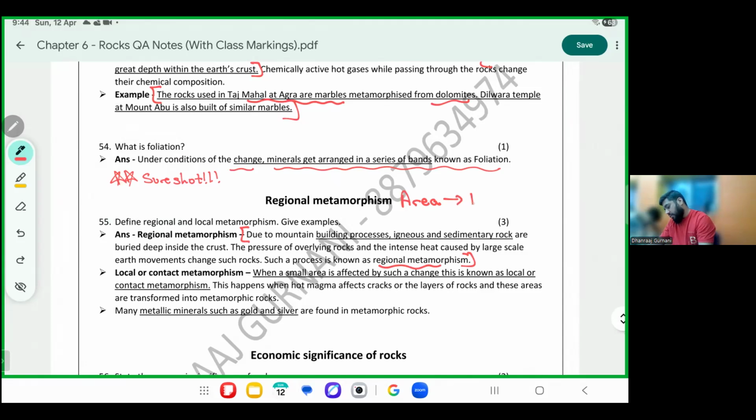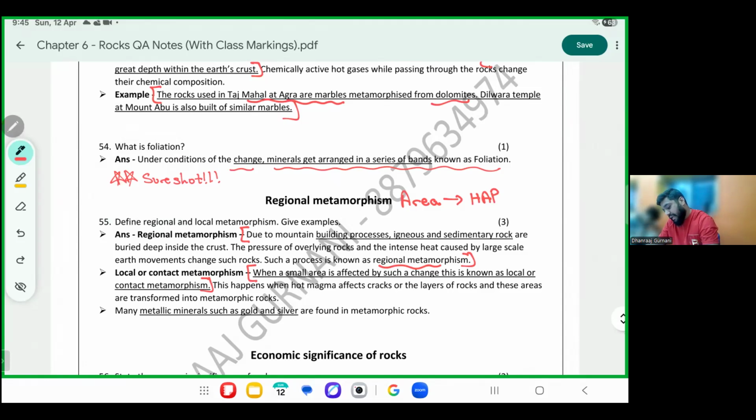We are talking about only a particular area. It may happen over a particular area. When the area is very small, it can also be called local metamorphism or contact metamorphism. We are talking about a specific area.